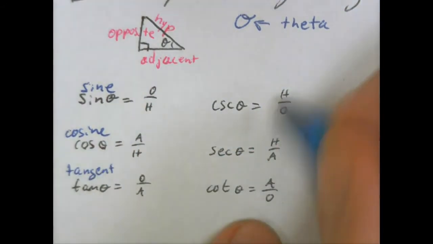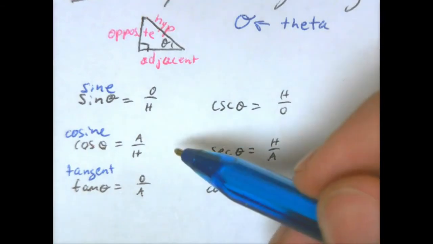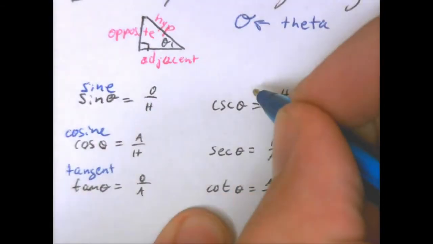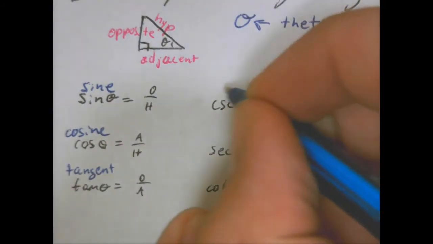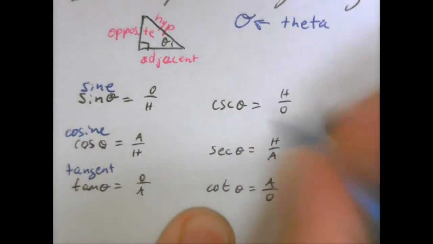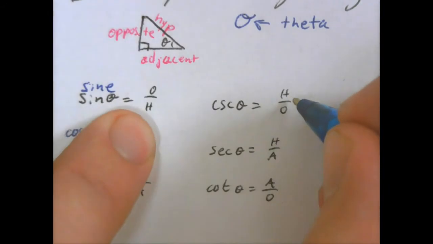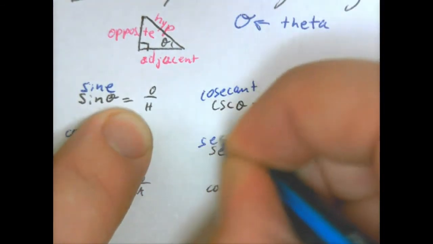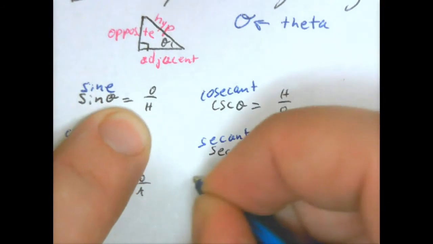Now, these are the new ones for you guys. You saw these ones in geometry. Hopefully you remember them. If not, that's okay. You get the opportunity right now to remember them, or go look up some other stuff. This one kind of goes with sine, because they're reciprocals of each other. So this one is called cosecant. This one is called secant. And this one is called cotangent.